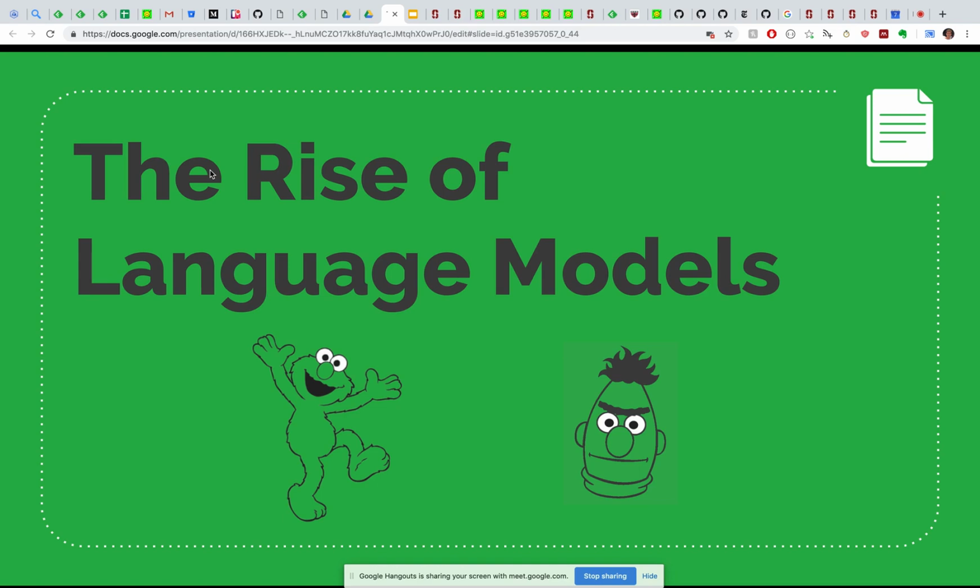So for this week, we are going to talk about language models. So we are going to talk about this trend. So not a single paper, but the evolution in language modeling techniques.